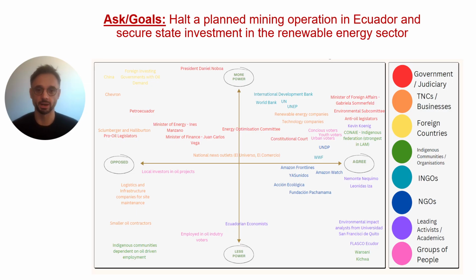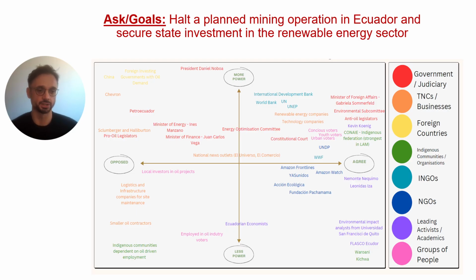The activists have mapped around their SMART asks and goals. They want to halt the planning for a supposed mining operation, and they also want to secure more investment from the state for the renewable energy sector. You can see on the key that the activists have mapped a whole range of stakeholders and colour-coded them.